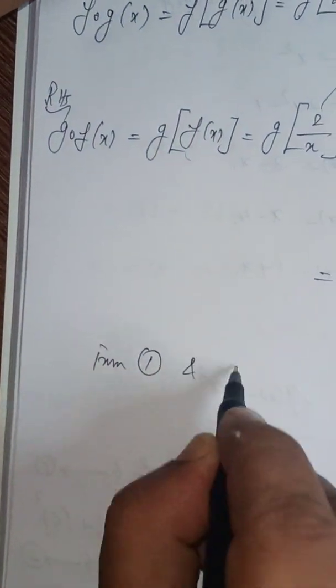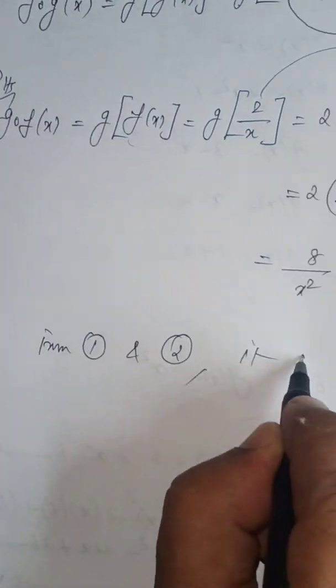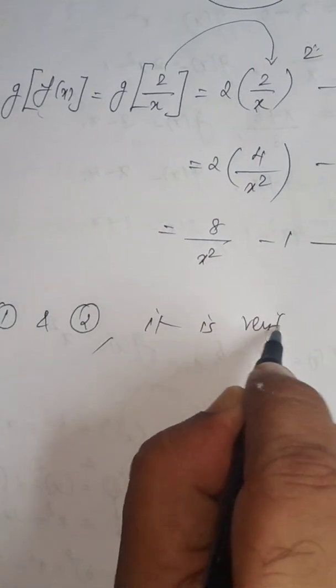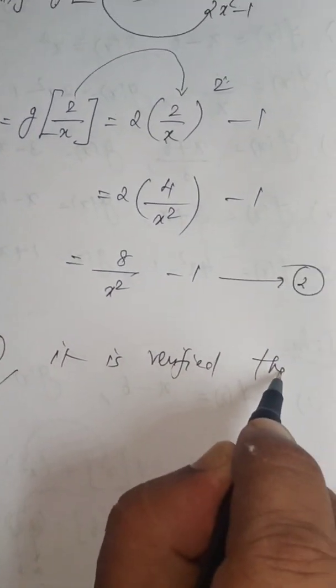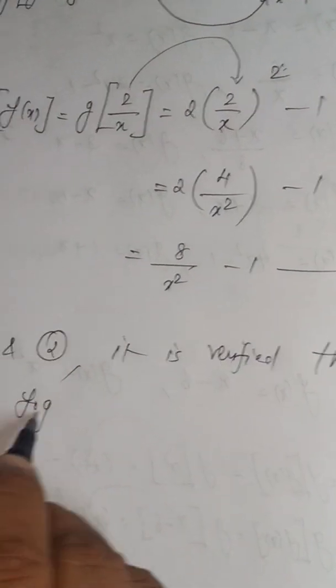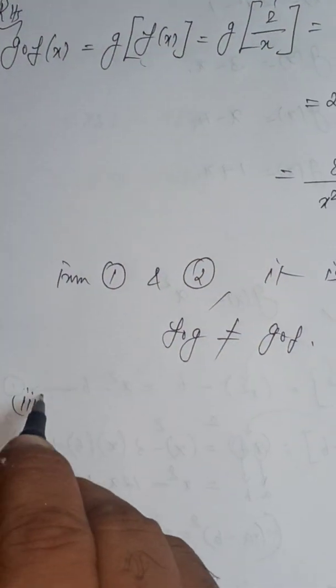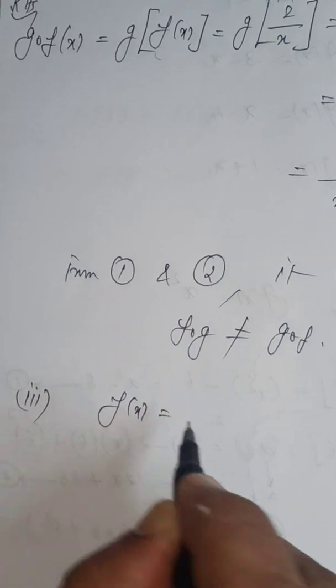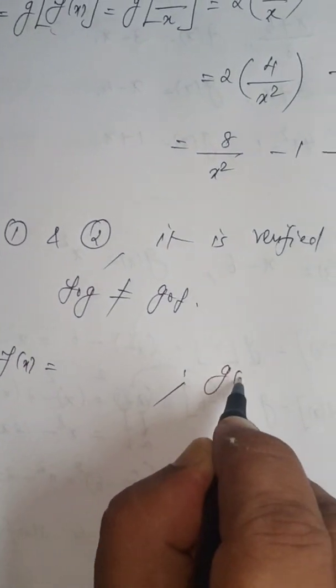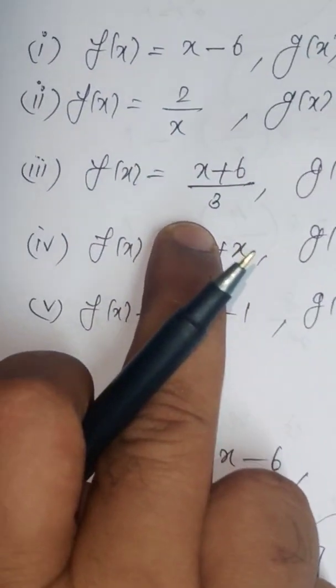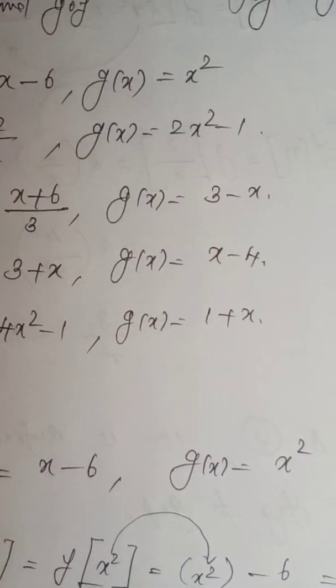From 1 and 2, it is verified that f dot g is not equal to g dot f. Now subdivision number 3. f of x equals x plus 6 by 3. g of x is 3 minus x.